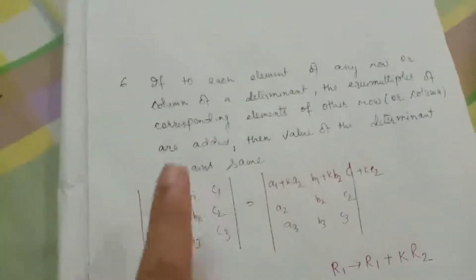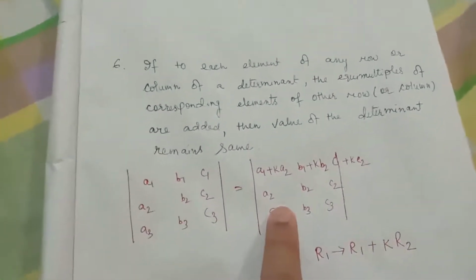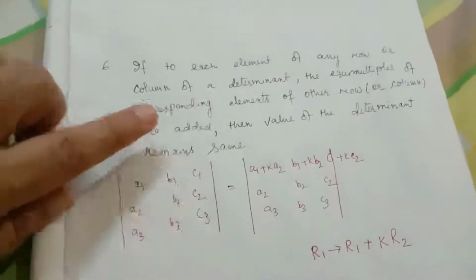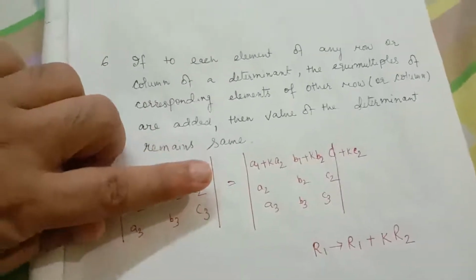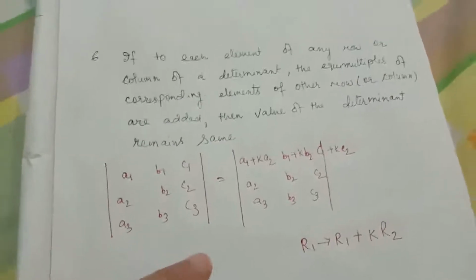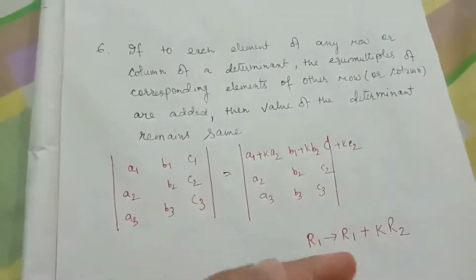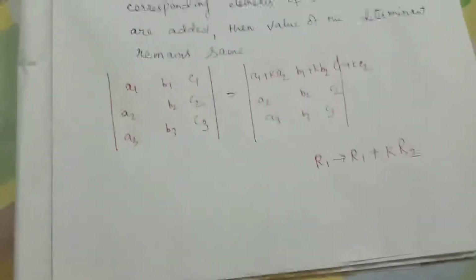And according to this property, the value of this two determinant will be same. If to each element of any row, if we add m times, n times, k times, 2 times, 3 times elements of another row, the value of the determinant will be unchanged. Now we can prove this.